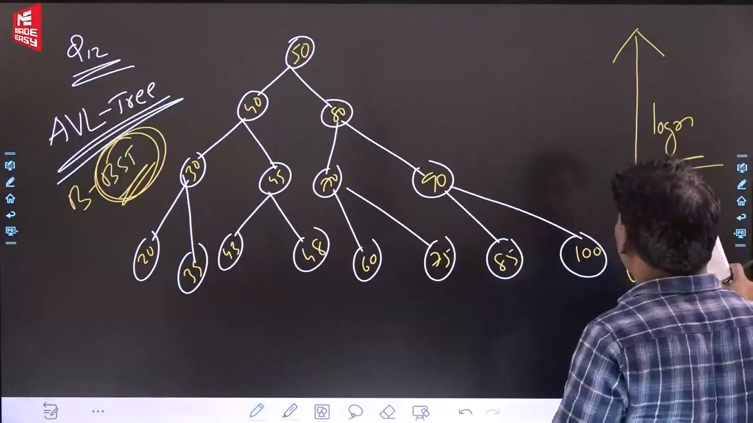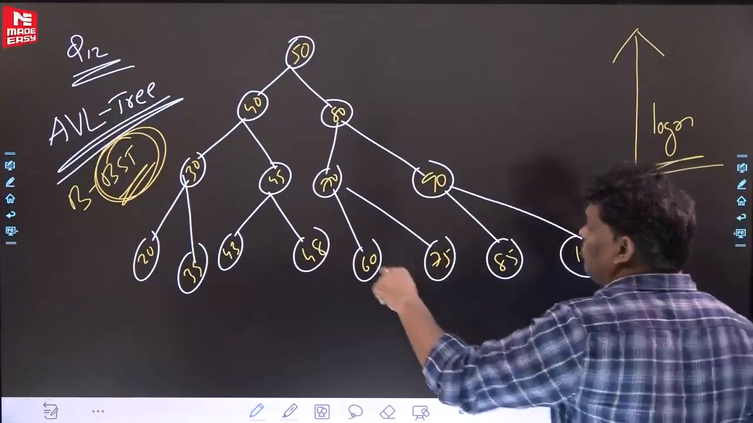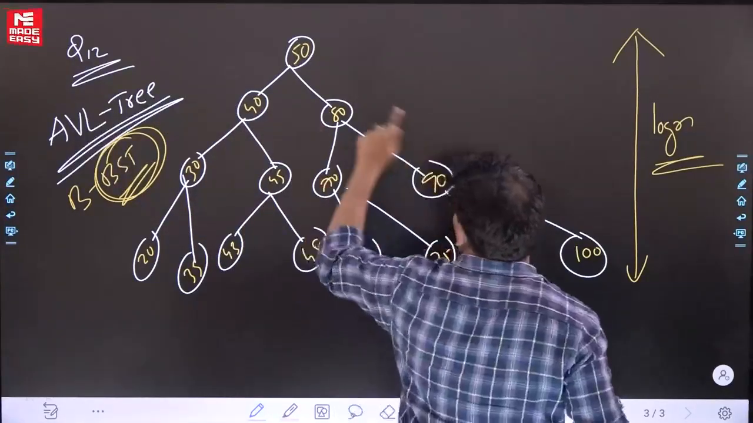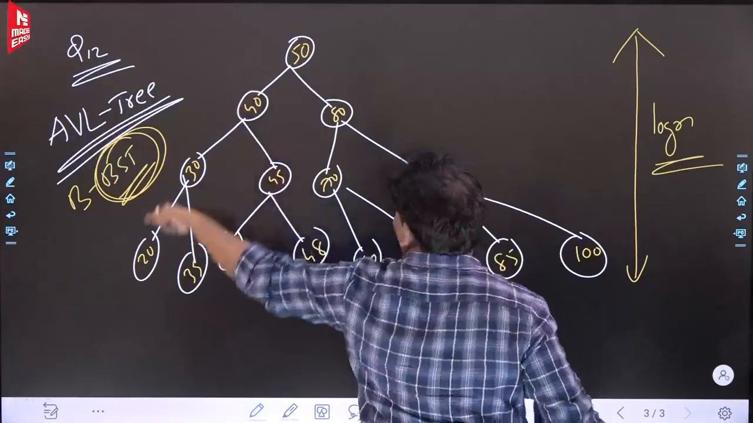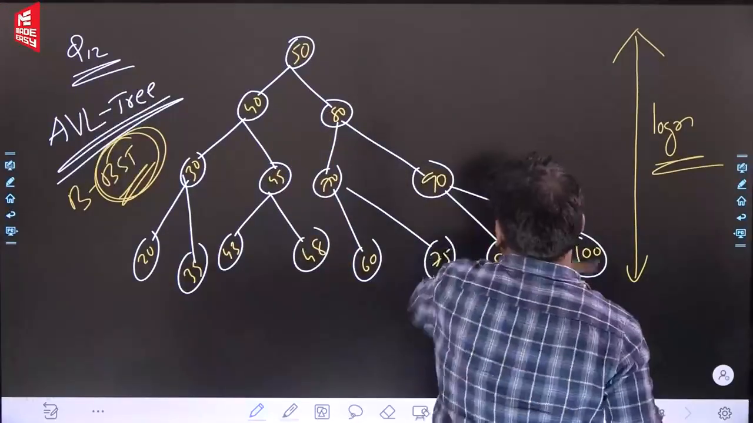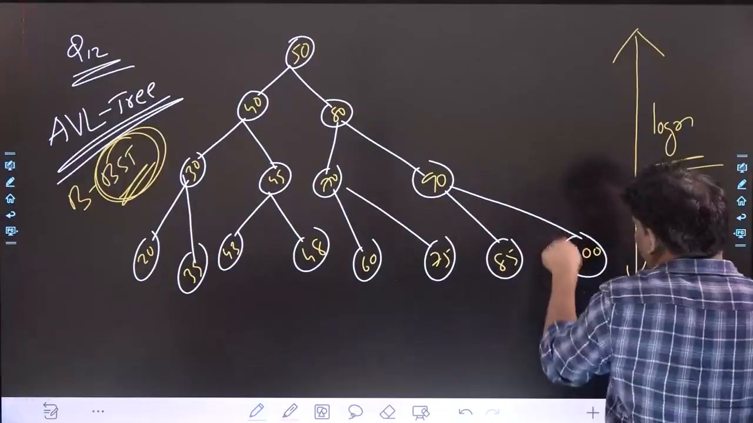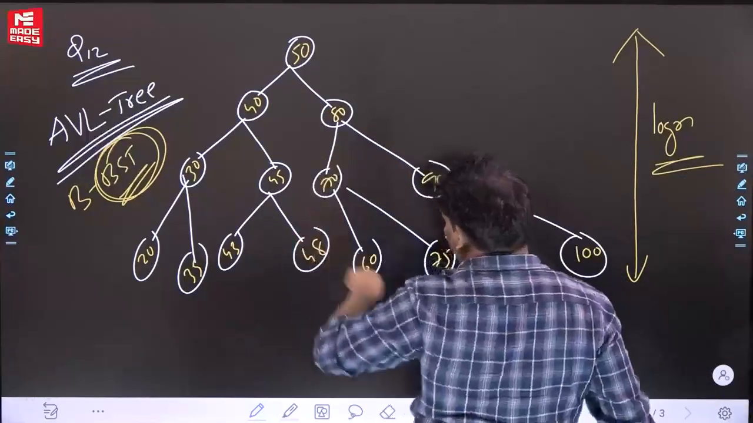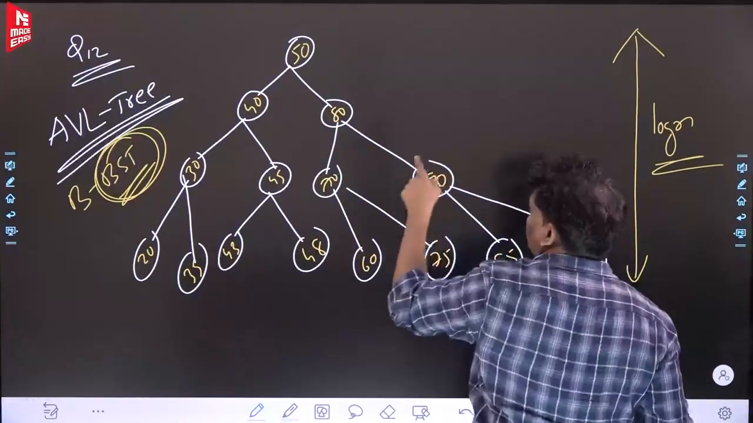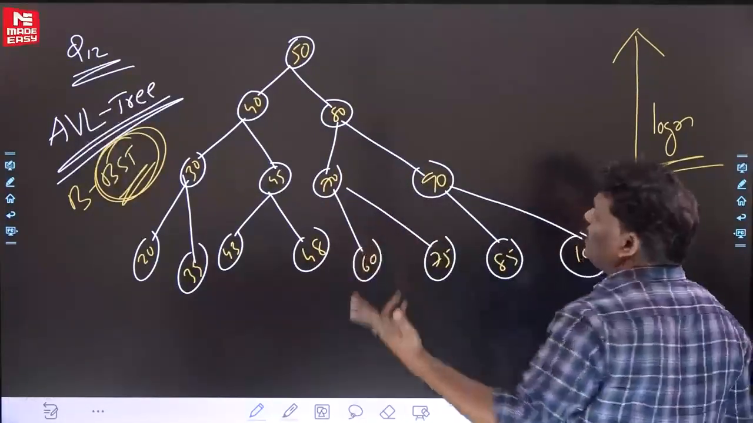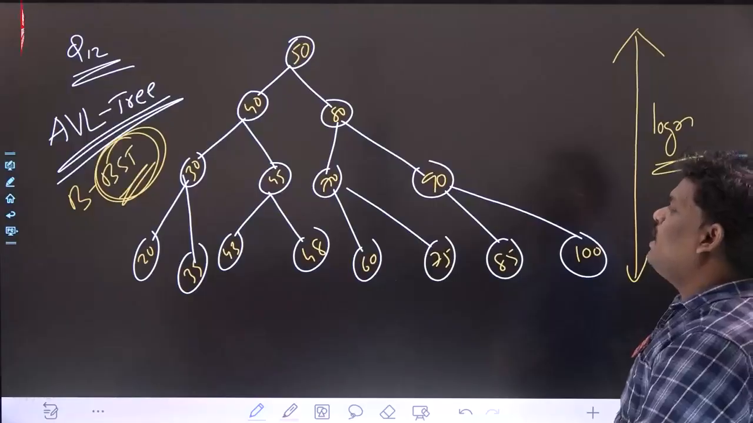So what is the guarantee? Always log n levels. And one more, because of it being a BST, left small elements, right greater elements is 150. Left side you see all small, right side all greater. Same thing here also, 90: left all smaller, right all greater. Next one 80: left all smaller, right all greater. Everywhere it happened.